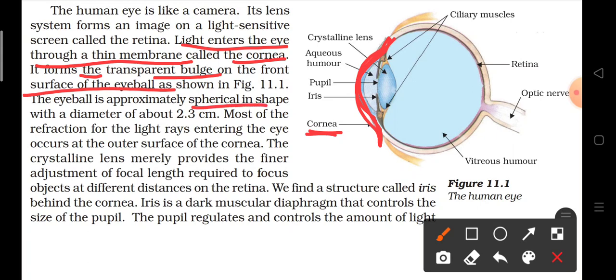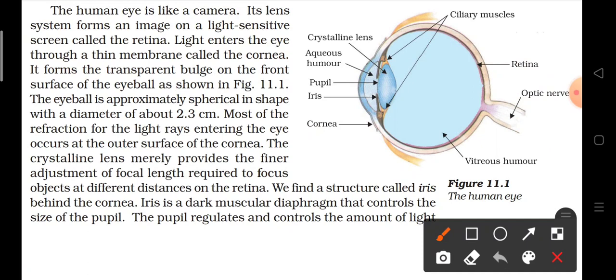Okay, the eyeball is approximately spherical. मतलब ये ऑलमोस्ट स्फेरिकल है बट एग्जैक्टली नहीं. इसका डायमीटर कितना है बेटा? 2.3 सेंटीमीटर. These things to be remembered. First of all, the eyeball is approximately spherical and its diameter is about 2.3 centimeter. It is the diameter, and the radius will be half of 2.3 centimeter. Is it clear?